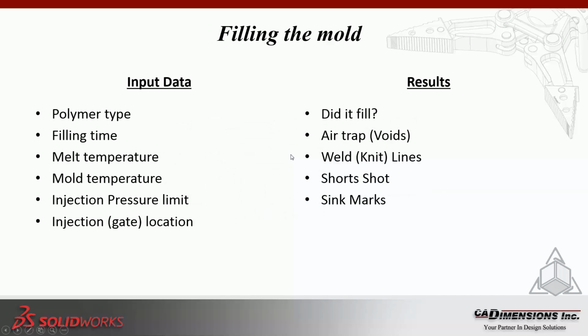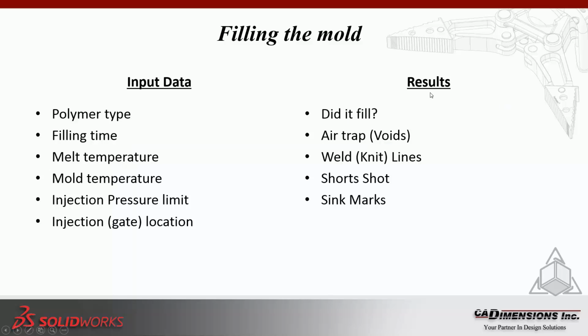So, as I mentioned earlier to this presentation, the theme of this presentation is going to be input data and results. So, filling the mold, what are some of the input data that you can apply in your analysis? Well, obviously the first one is the polymer type. So the polymer type we've already seen, again 5,000 plus. The next thing is your filling time, your melt temperature, mold temperature, injection pressure limit, and injection location, so gate location. So again, a lot of this can be automated, as I'll show you, or you can even apply it based on some of your criteria.